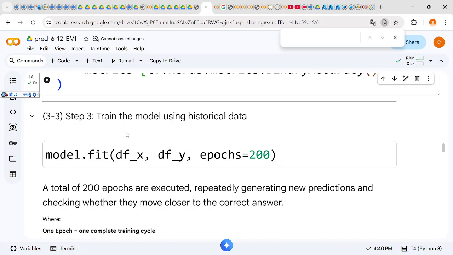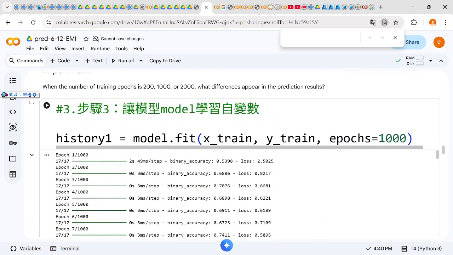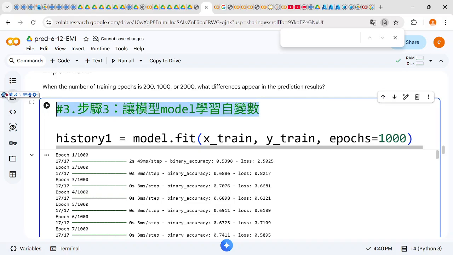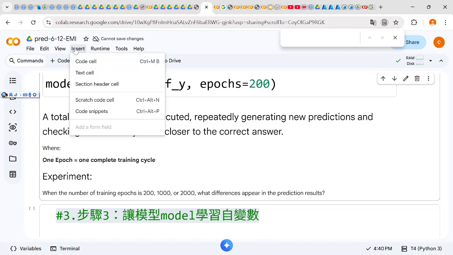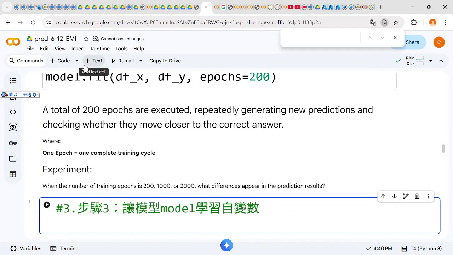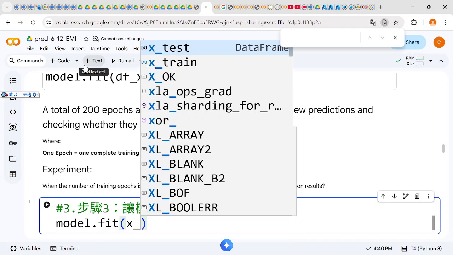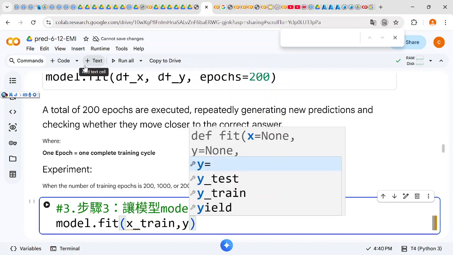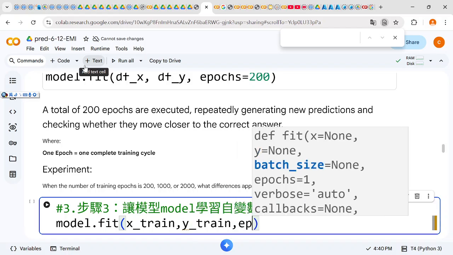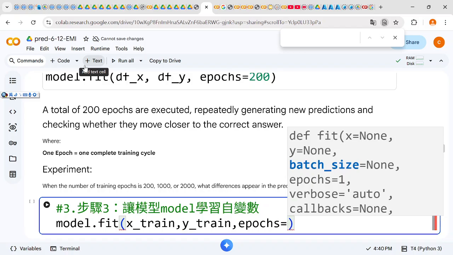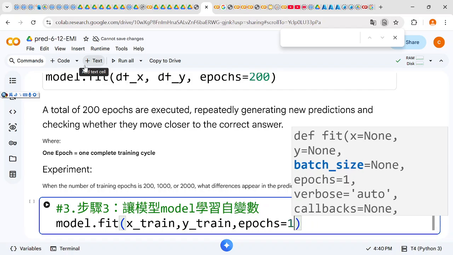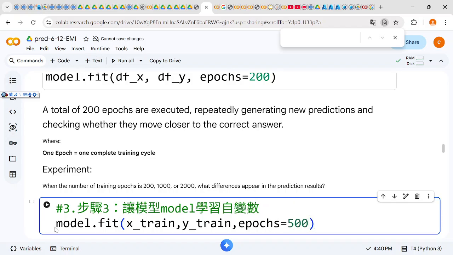And so for the next step, the third step, is to train the model using the historical data. So I use this to let the model train on the data here. Here I use model fit. I let the train data be the training set, and epochs, the history, I have just one. Okay, 500 maybe is okay. And finally it will return history 1.